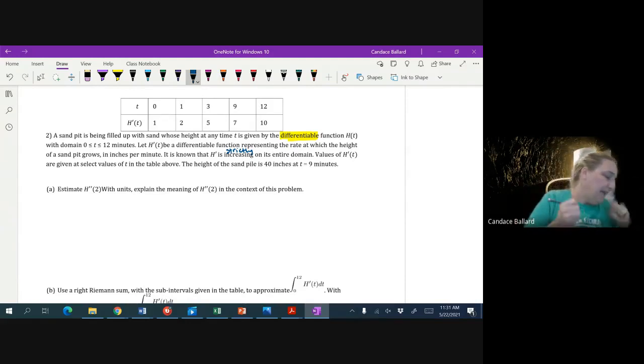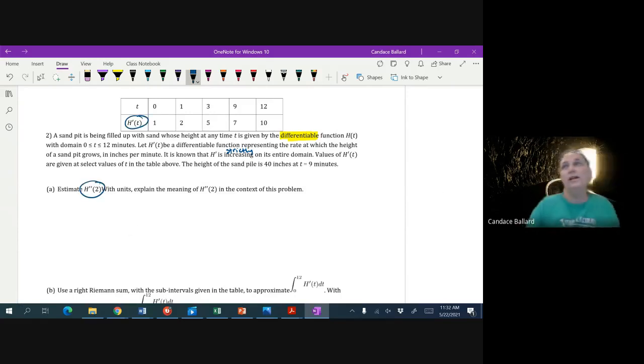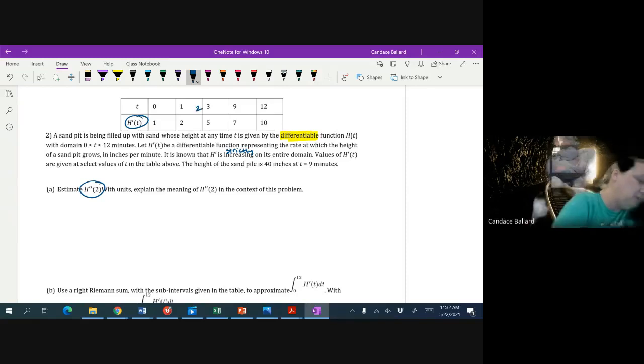All right. So we're looking for h double prime of t with units. Explain the meaning of h double prime in the context of this problem. So what am I going to do to find h double prime? If I have h prime here, what am I actually calculating in this problem? All right, that's right. It's all about the slope. Okay. So 2 happens to be between 1 and 3. So these are the values I am going to use for my slope.